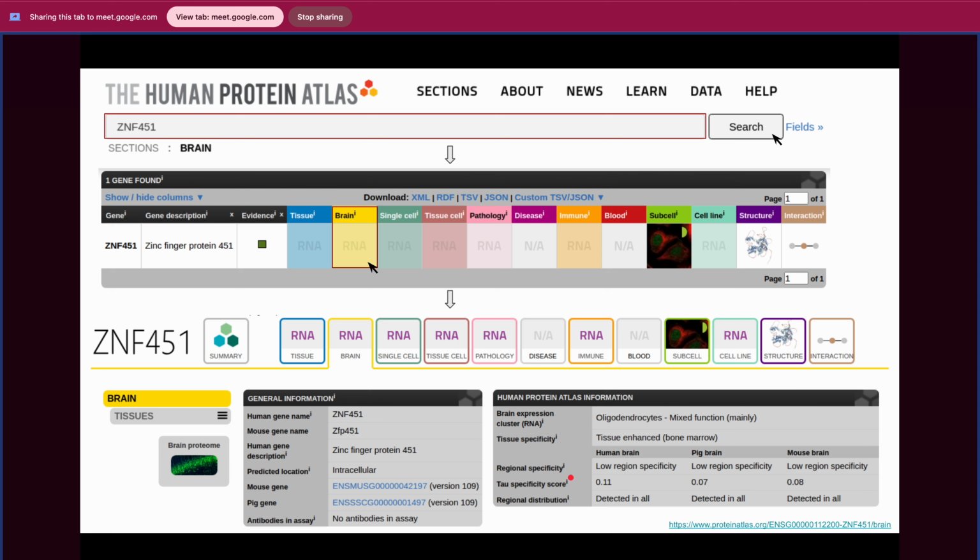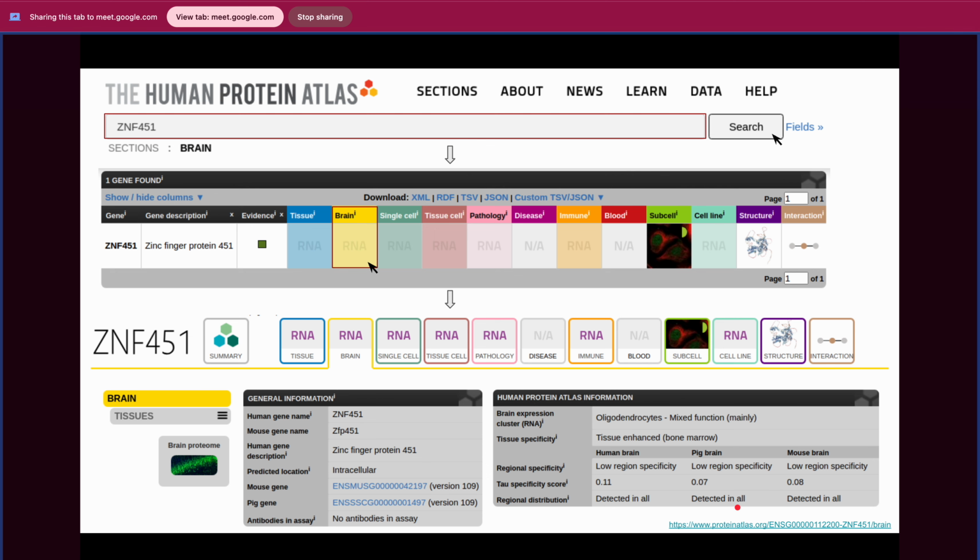And then regional specificity, so whether it has low region specificity or high region specificity. In this case, ZNF451 has low region specificity. It is not specific to any particular region of the brain. Then tau specificity scores are given, and then regional distribution, so detected in all the regions.